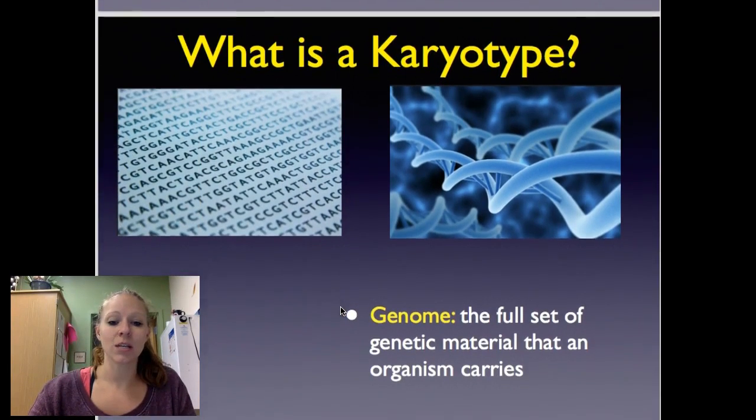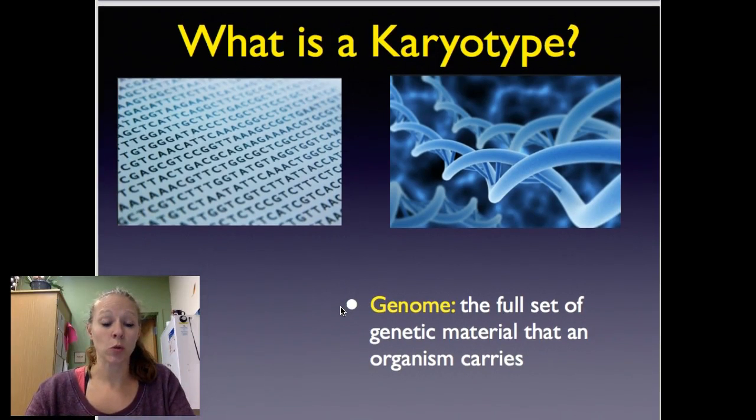In order to study the human chromosomes, we need to know what the genome is, and we're going to need to talk about a karyotype. The genome is the entire set of your genetic material, all of the A's, the T's, the C's, and the G's that code for proteins that make you who you are.